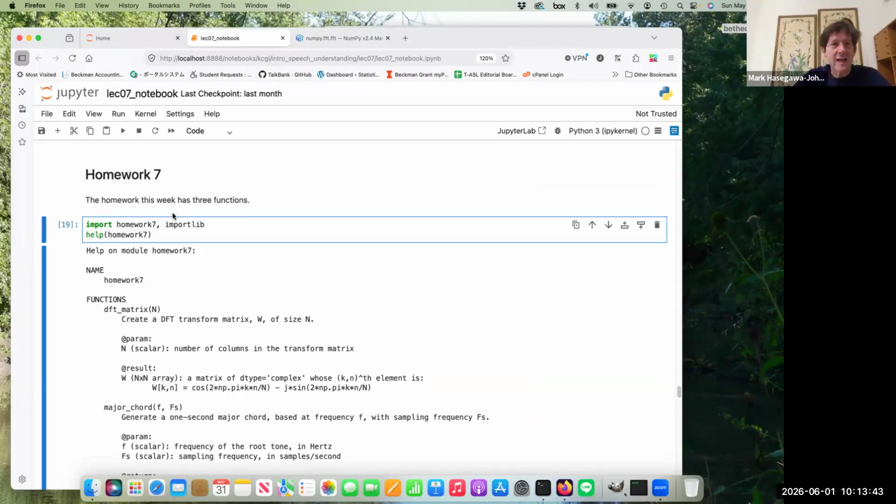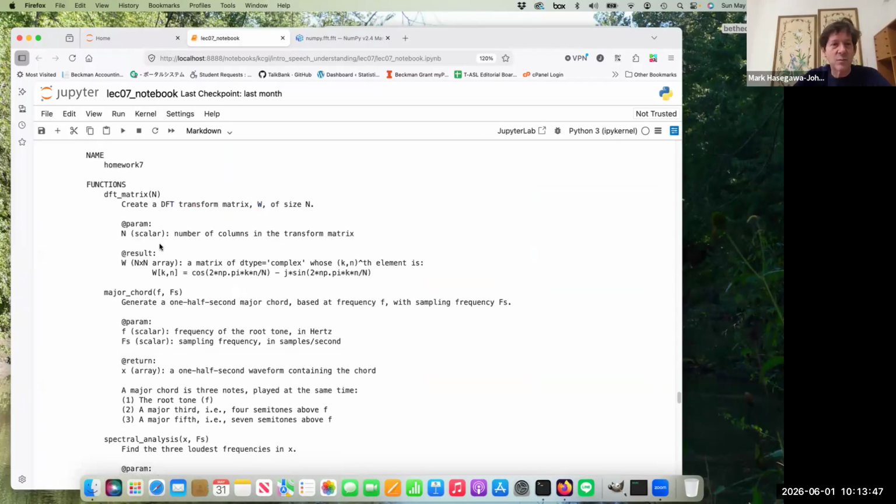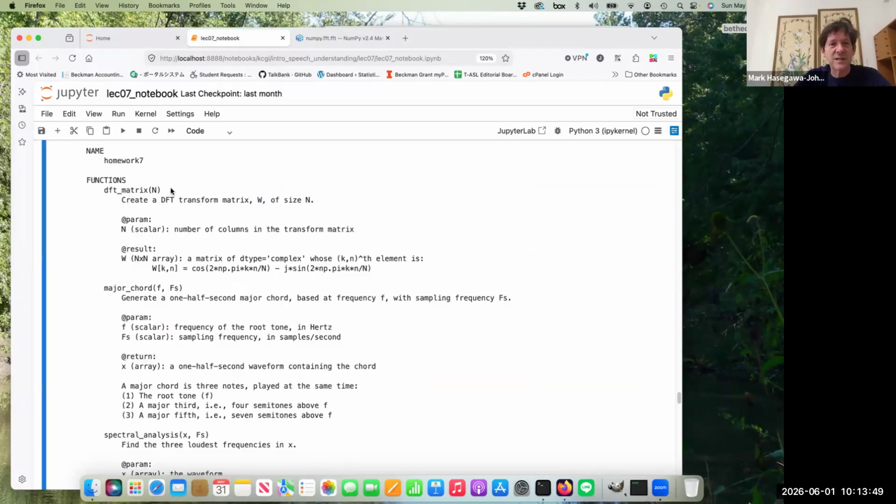The homework this week, I think, has 3 different functions in it. Oh, no, it actually has just, yeah, it has 3 different functions. We're going to take a DFT matrix, capital W, which is size n. So it will just be an n by n array, which is cosine of 2 pi kn over capital N minus j times the sine of 2 pi kn over capital N.